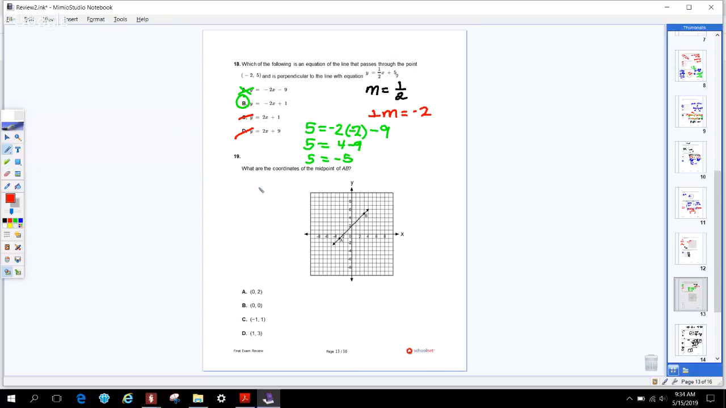Here it asks for midpoint. You do have to know the midpoint formula. The midpoint formula is basically add the x, divide by 2.